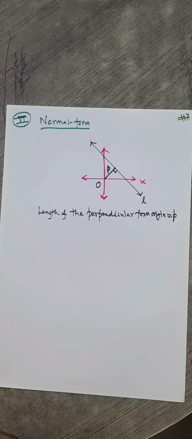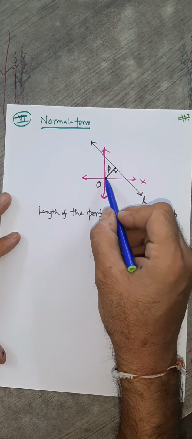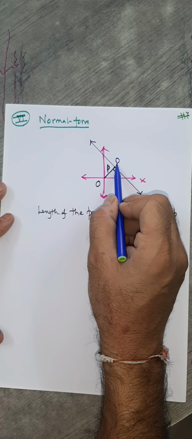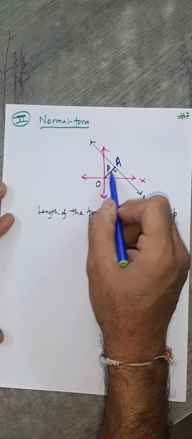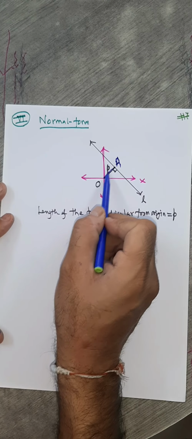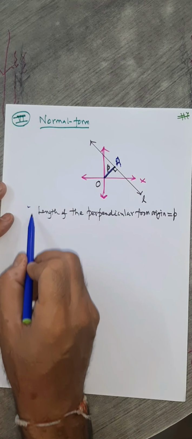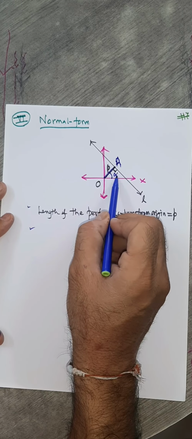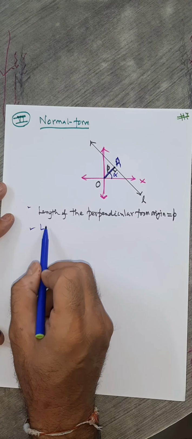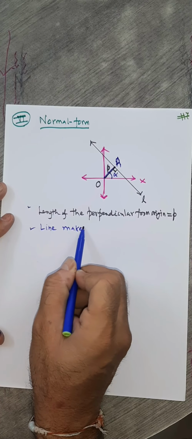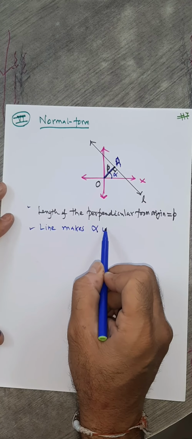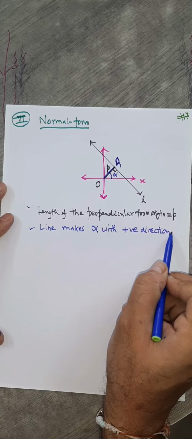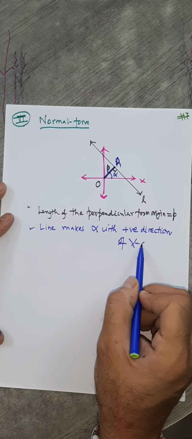And one more thing, this is sometimes called normal. That's why this is called the normal form. If I call this, for example, A, then this OA is called the normal of this line. Perpendicular means normal. That's why this is known as the normal form. One more thing you are given: the line makes angle alpha with the positive direction of the x-axis. You know, we already used this word for the slope. Positive direction of x-axis.